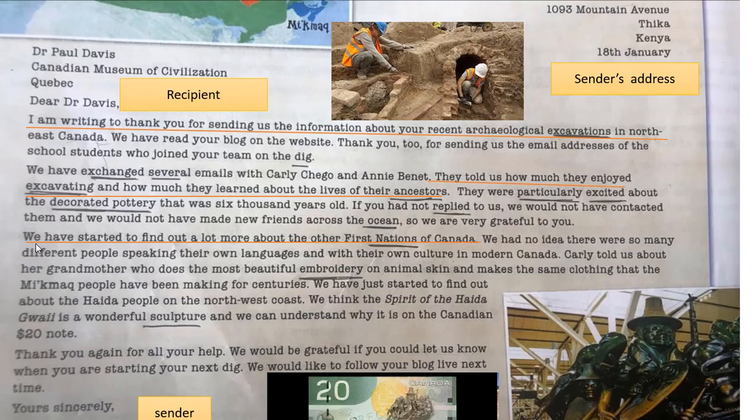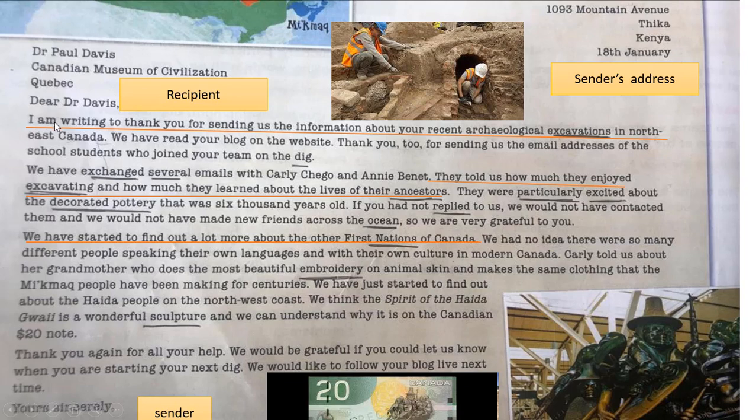Now look, this is a letter here, as you see. We have here two addresses, one on the right and one on the left. This is the sender's address, Mountain Avenue. Avenue means road. Thika, Kenya, 18 January. And here on the left, there is another address, the recipient's address, the person who received the letter. Now let's read the letter.